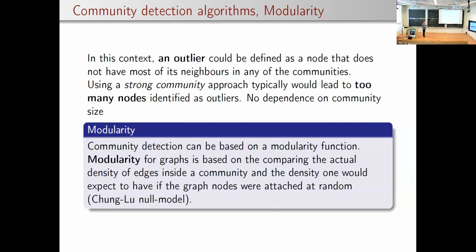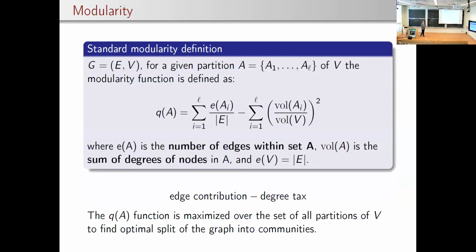For our example, it will be the Chung-Lu null model. Okay, so we can define this modularity. It was defined in our talk. So we have a definition with something called edge contribution and the degree tax. This is connected with how the structure of our community is and how we expect it to be from our null model.